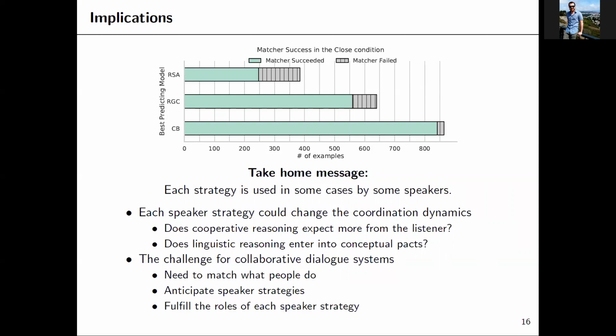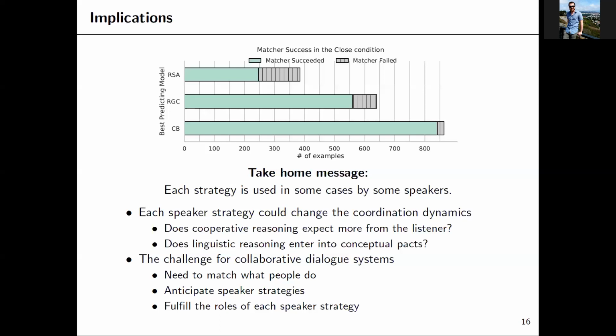If you want to take more home, there are some implications of our work as well. First, each speaker strategy could be approaching the coordination dynamics of multi-turn conversations differently. It is possible that cooperative reasoning expects more from the listener, and so in a multi-turn conversation, the listener has to not only meet the speaker halfway, but recall specifics about the speaker and their preferences. It's also possible that linguistic reasoning will rely on conceptual pacts in a multi-turn conversation. So depending on the dominant speaker strategy, the relevant information to track over time will change.